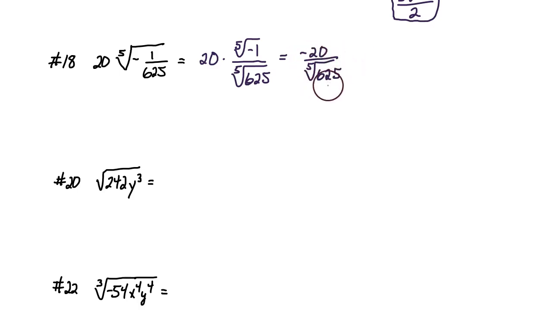At this point, it might be worth checking if the fifth root of 625 makes an integer. I'm going to type 625 to the 1/5 power on my calculator just to see what happens. Nope, it makes a decimal. So let's rationalize this denominator by multiplying top and bottom by the fifth root of 5.